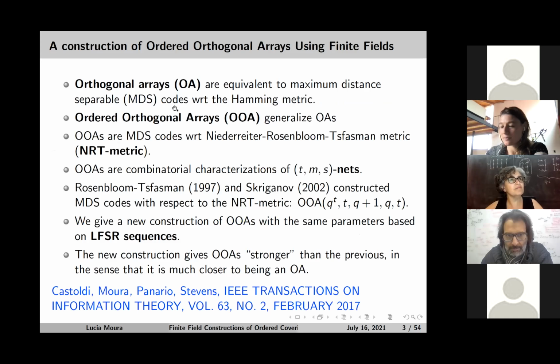Ordered orthogonal arrays are combinatorial designs. The most classical ones are orthogonal arrays, which have been known and studied for a long time. They are combinatorial designs that are equivalent to maximum distance separable codes when I'm looking at the Hamming metric. Ordered orthogonal arrays are generalizations of them, and they are MDS codes when I look at the NRT metric. I'll be talking about this during the talk. They also are related to some other interesting objects called TMS nets.